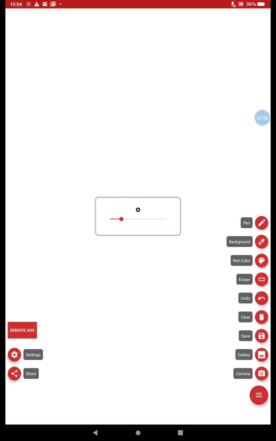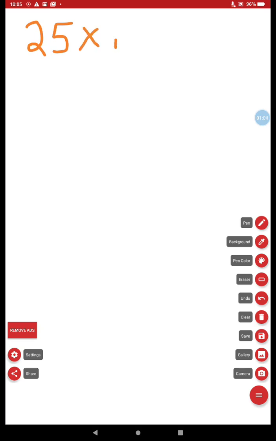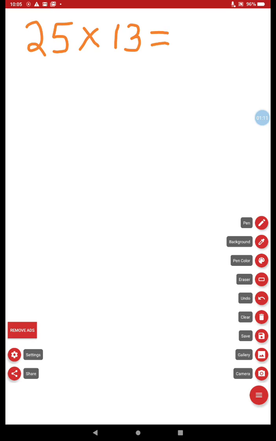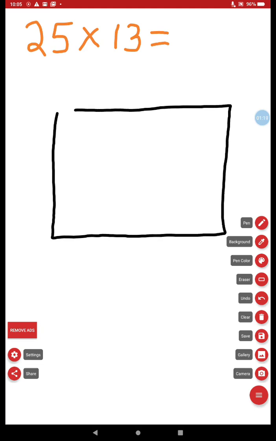And let's say I have 25 times 13. Okay? Now when I do the box method, what I need to do is draw out a rectangle and divide that rectangle into 4 spots. Kind of unequal, right? I've got a smaller box, 2 rectangles, and a big rectangle.